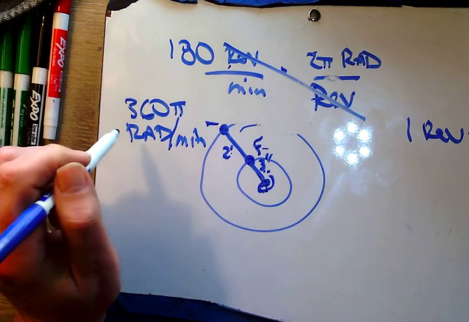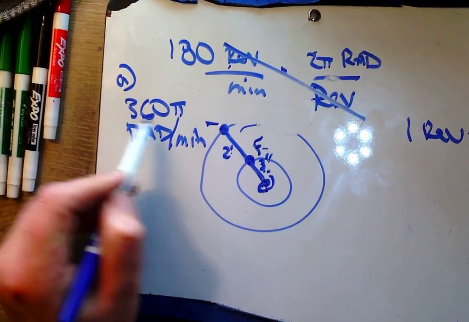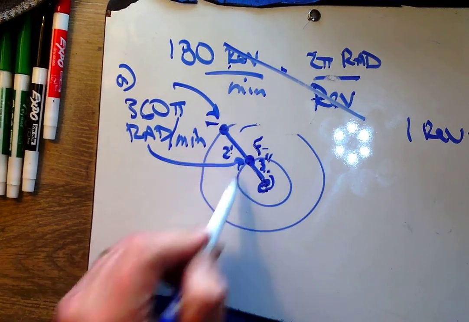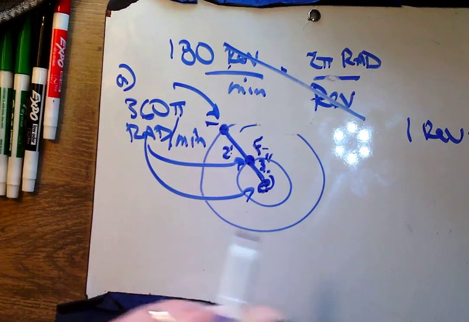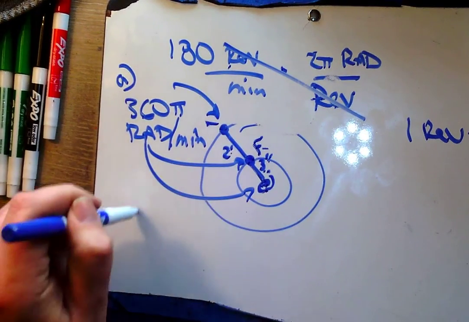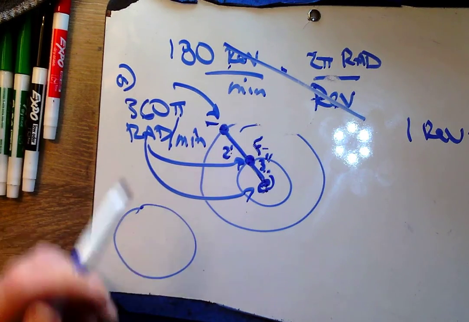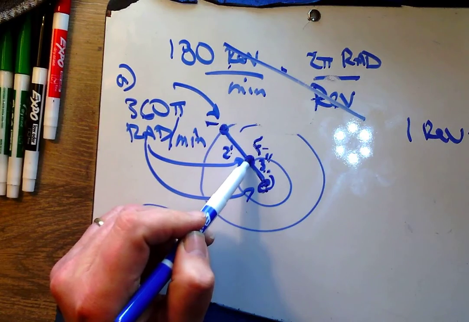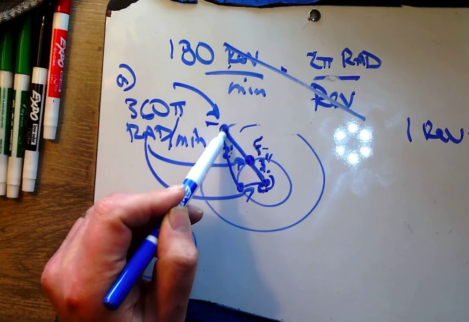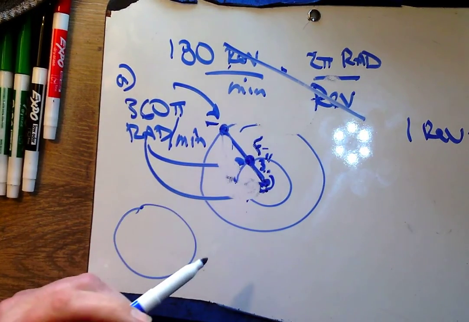So that's the angular speed of the rock. That's part A, the angular speed of the rock, right there. But it's also the angular speed of the feather and the angular speed of the child. All of those objects are turning through the same amount of angle in the same amount of time. If they didn't, this would be lagging behind, and that's not what happens when we spin like that.